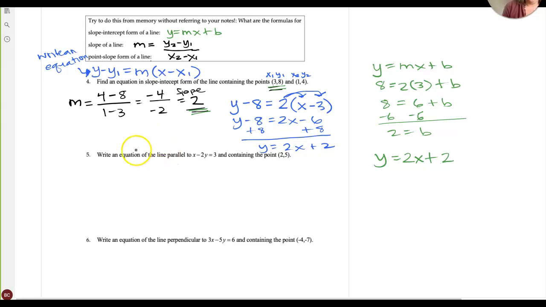Number 5: write an equation of a line parallel to this line and through this point. This time they're not giving us 2 points, they're giving us an equation and a point. But again, to write an equation, we need to know the slope and a point, whether we use the point-slope formula or the other way. So what do I need to do to this equation first so I can find the slope?